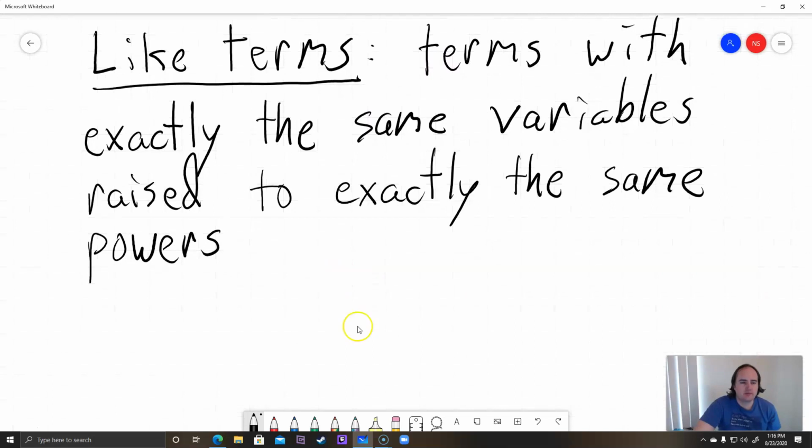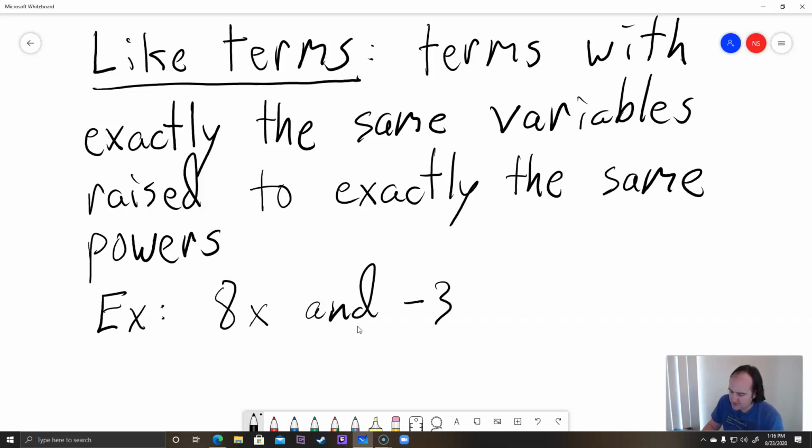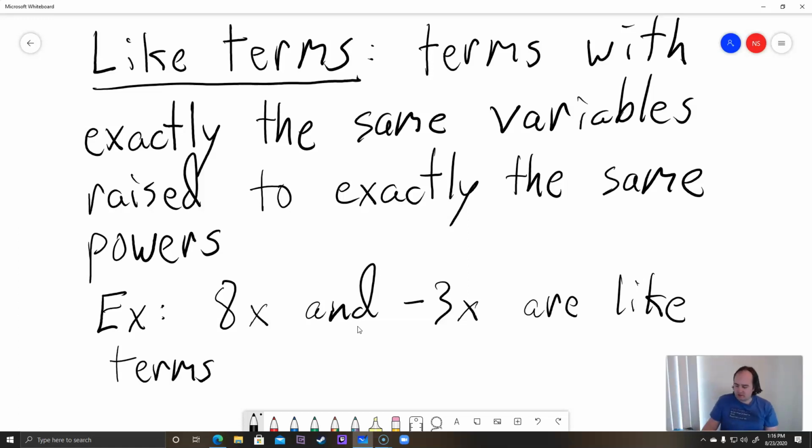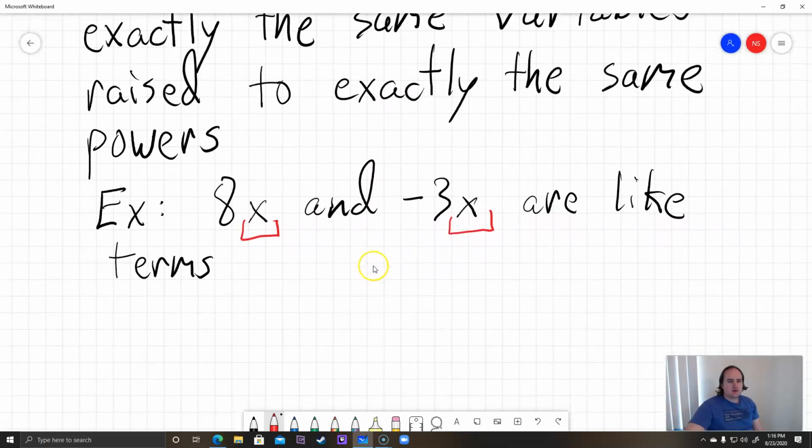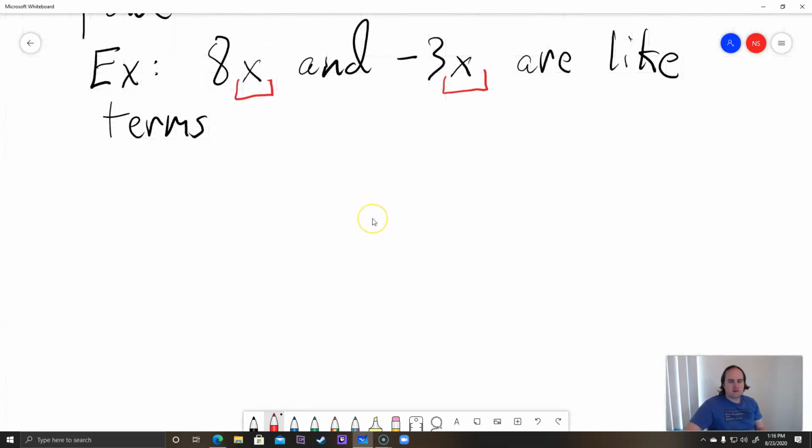So for example, 8x and negative 3x are like terms. And why are they like terms? Well, because they have the exact same variable here. The exact same variable is x, and x is raised to the same power. So here the power is 1 if they don't write it. Okay, so that's an example of like terms.